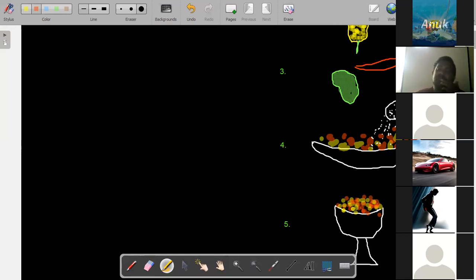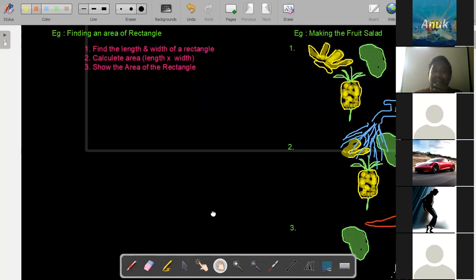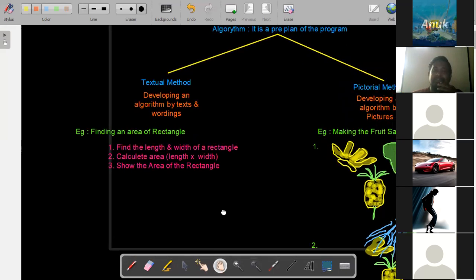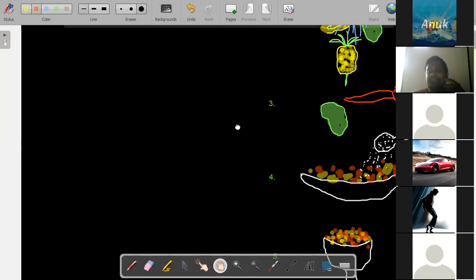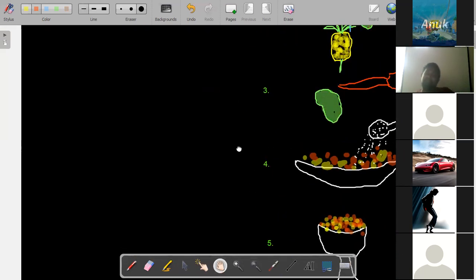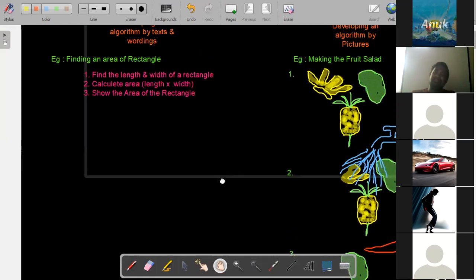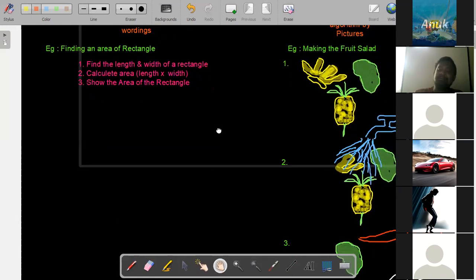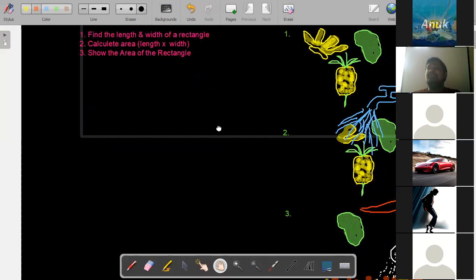Right. These are the 5 steps. Understood that? Yes, sir. Is it nice? Yes, sir. I drew it as best I can. I can't do drawings like you all. I did it as I can. Okay. Sir, that is fine.